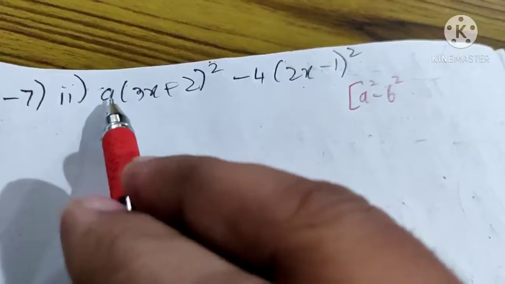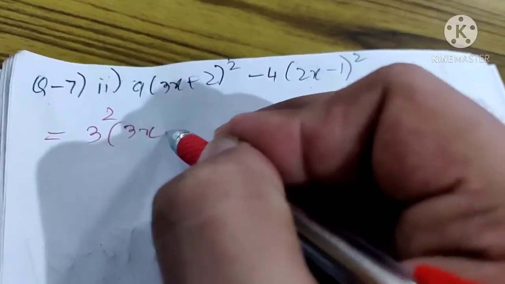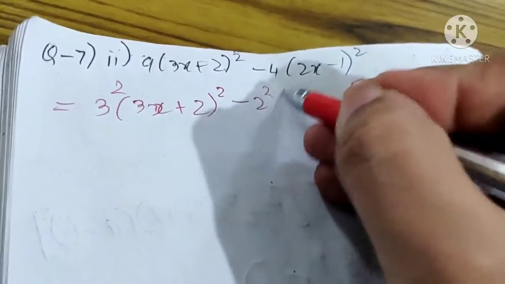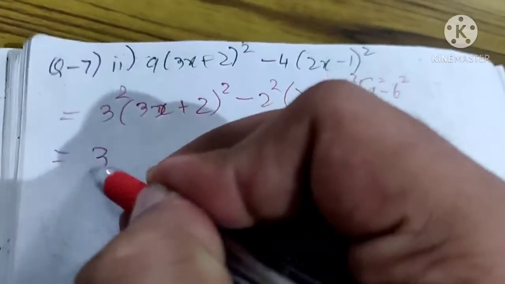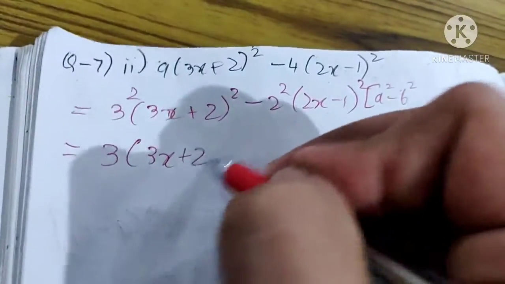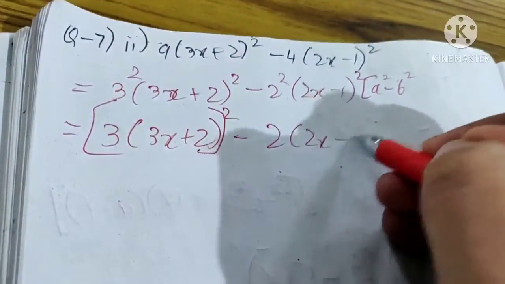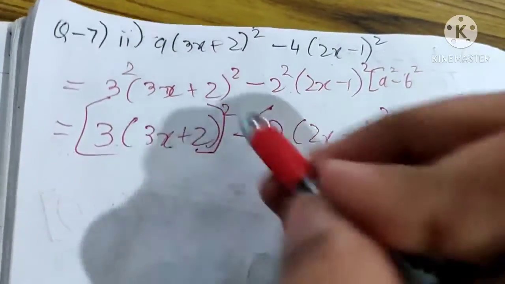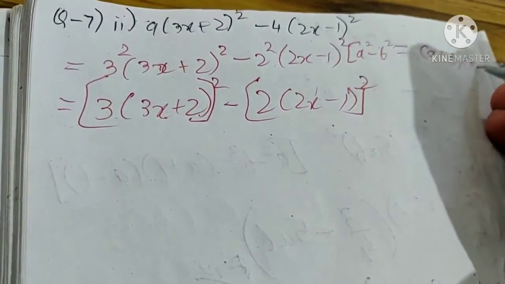If we see, it can be written as 3 to the power 2 and (3x+2) to the power 2, minus 2 to the power 2 and (2x−1) to the power 2. This can be written as [3(3x+2)]^2 minus [2(2x−1)]^2. So first term square minus second term square. Yes, it is in this form, so we can write it as (a+b)(a−b).